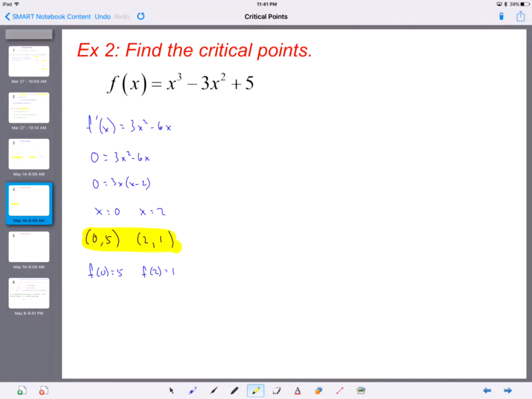And then once again, because it is cubic, there's a possibility of a point of inflection. So we'll look at that by finding the second derivative. So we're finding the derivative of the first derivative. So that's 6x minus 6. Set it equal to 0.